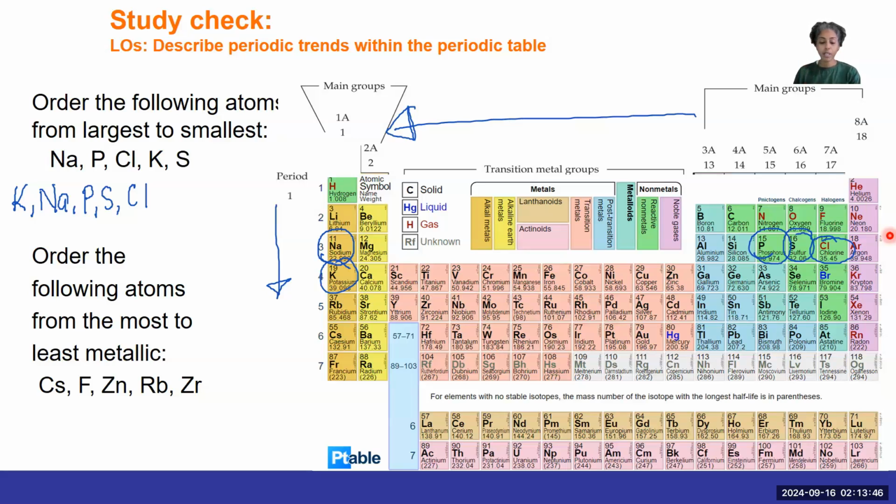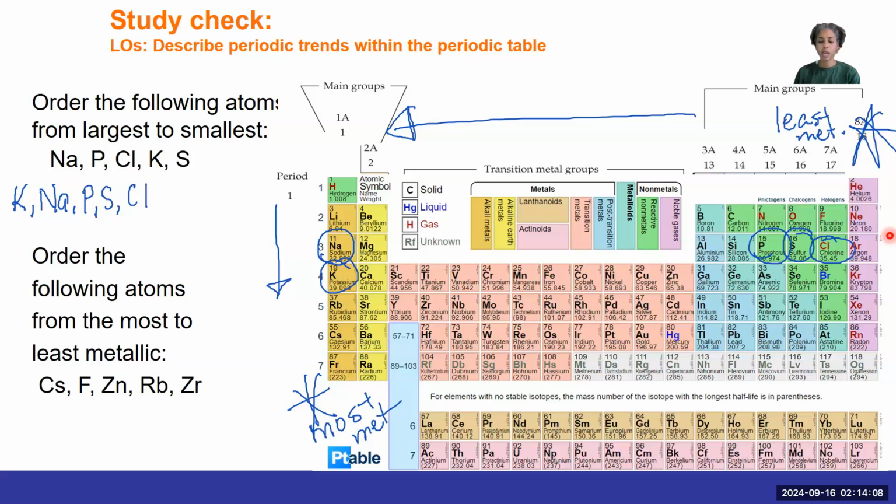Let's take a look at the second question. We're ordering the atoms from the most to the least metallic. Well, we know that down at the bottom left is going to be the most metallic. And up here at the top right, we're going to be the least metallic, right?